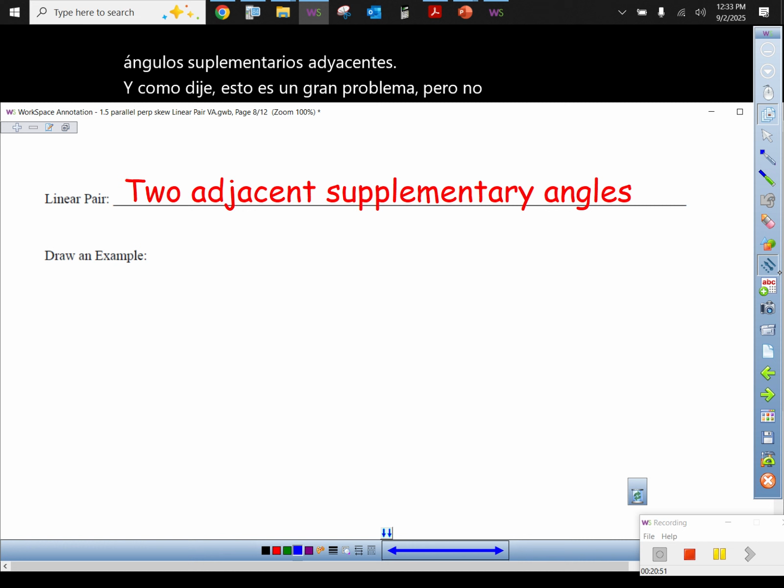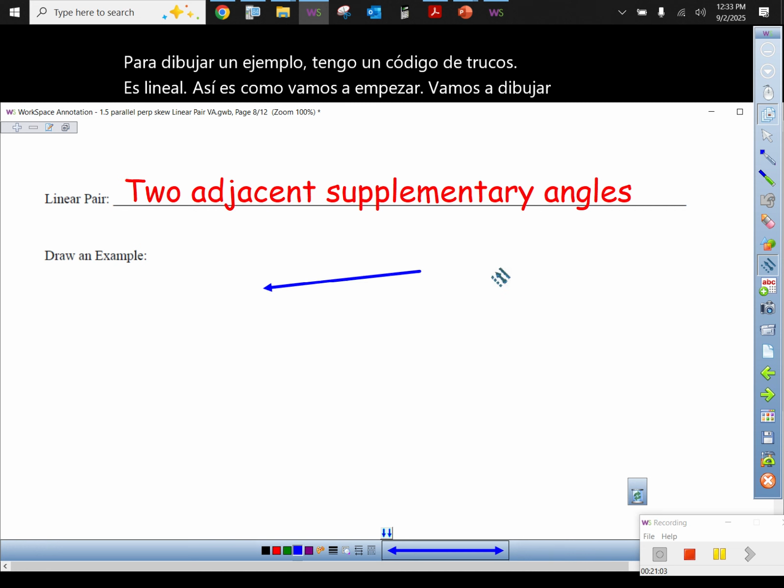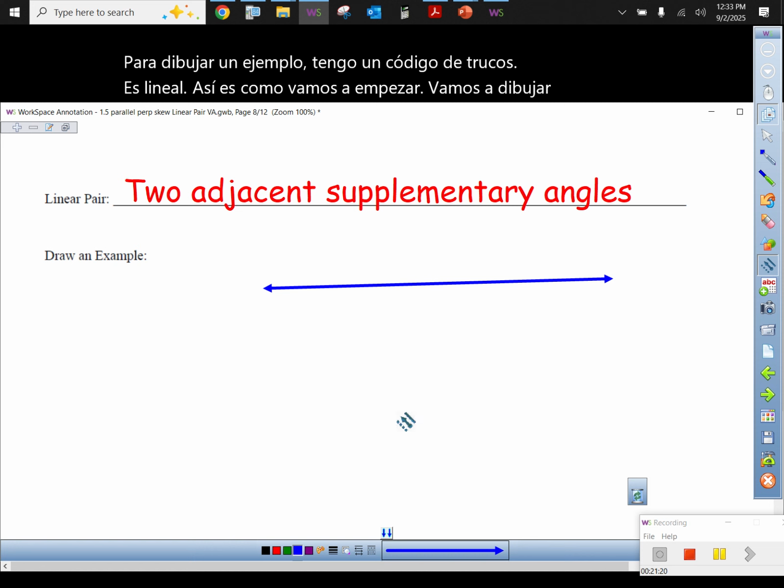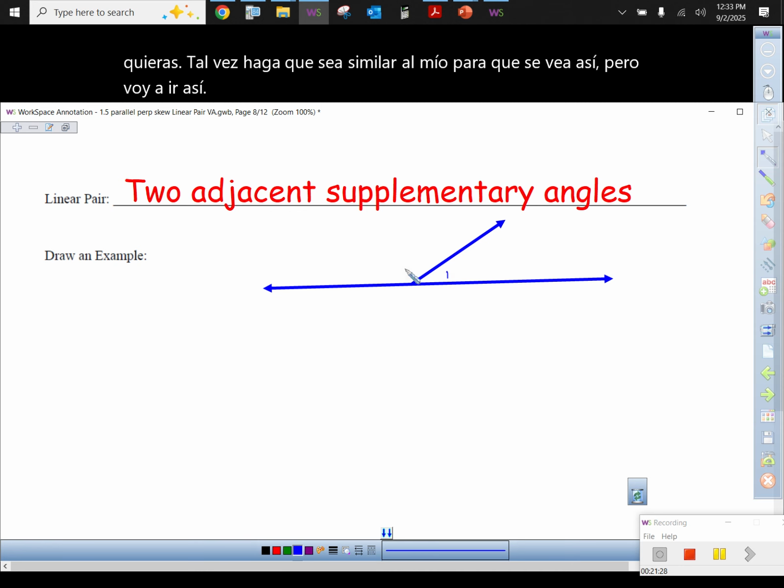To draw an example, I have a cheat code. We're going to cheat. It's linear. Here's how we're going to start. We're going to draw a what first? Use your straight edge, please. Let's draw ourselves a line. Please use a straight edge for these. You'll thank me later. I'm going to draw us a line. Then take your straight edge and branch off of that line any which way you want. Maybe make yours similar to mine so it looks like this. But I'm going to go like that. And we'll call this angle 1. And we'll call that angle 2.